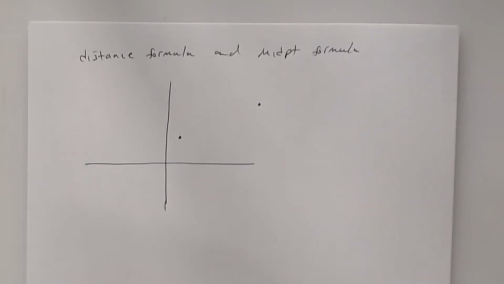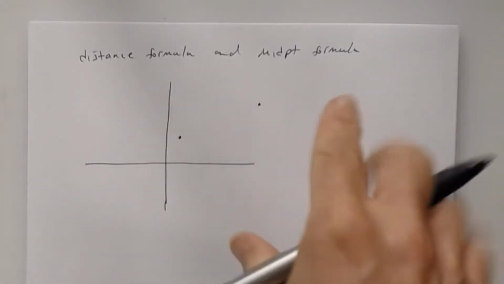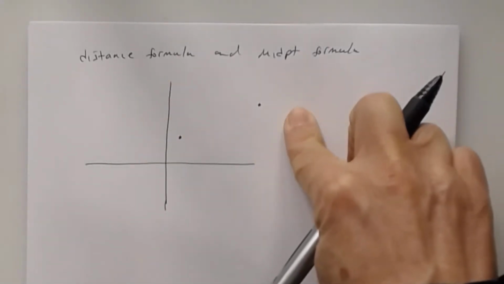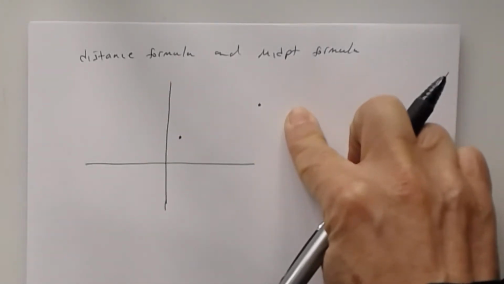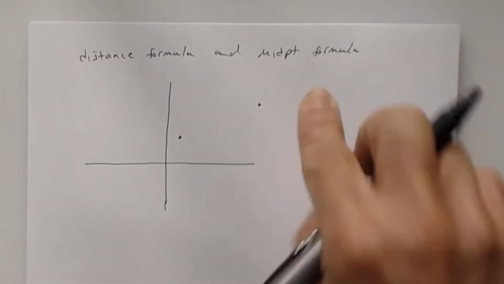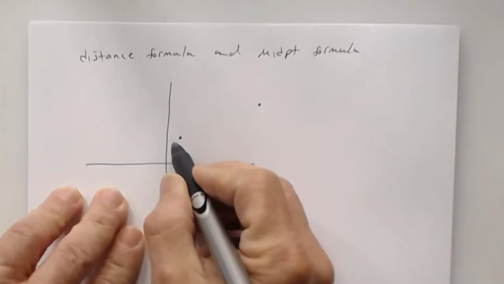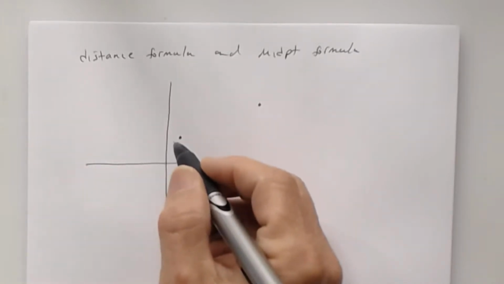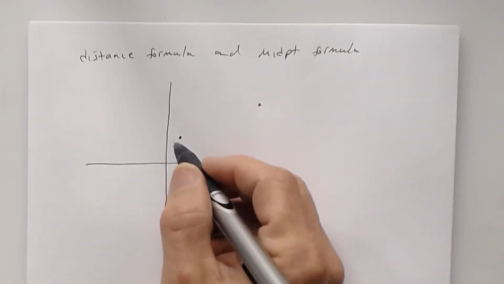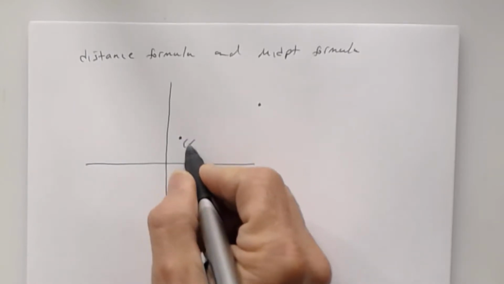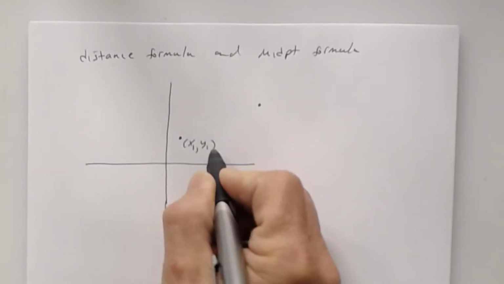Notice I'm not numbering these. I'm not telling you that this is 3, 4, and that this point is 7, 8. I'm not saying anything like this. What I am going to do, though, is in general, if this is my first point, now, all of you should remember these words I'm about to say. I'm going to call this x1, comma, y1.